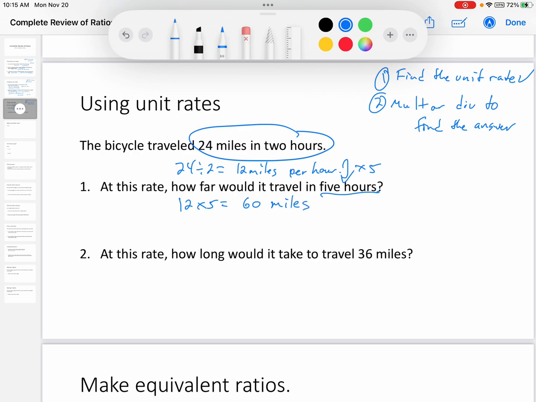This is 12 miles, and we're going to 36. That is times 3. So 3 times 1 is 3 hours. I also could have done 36 divided by 12 is 3 hours. That's using the unit rate.